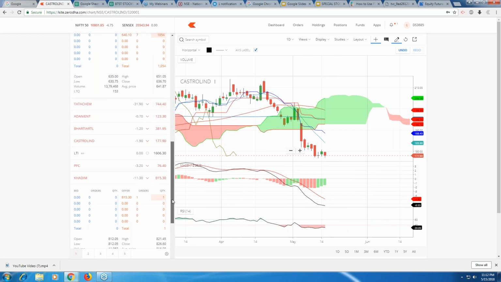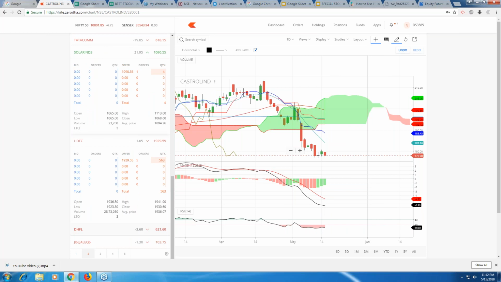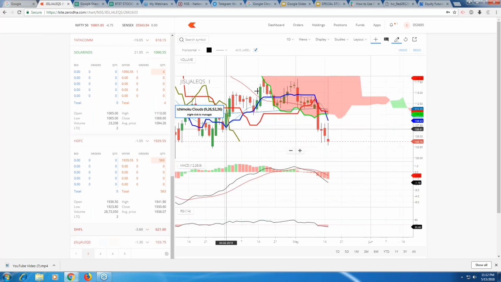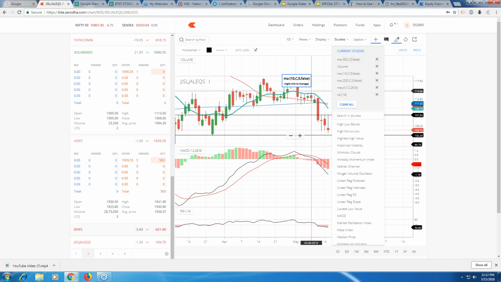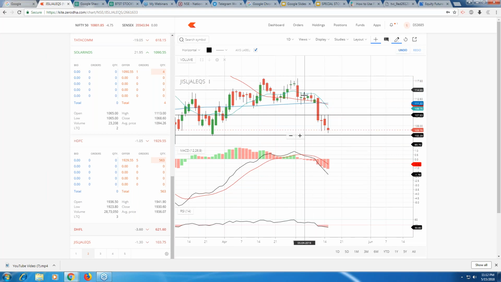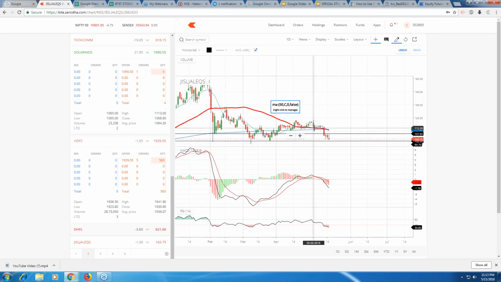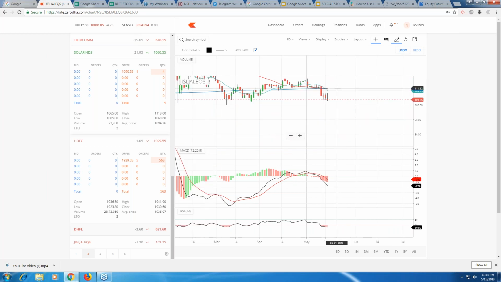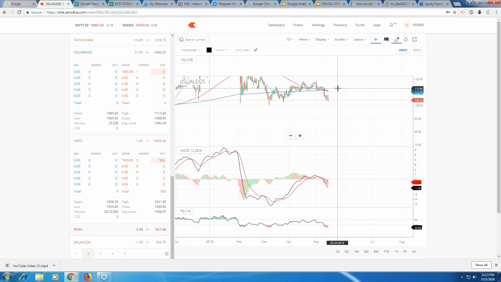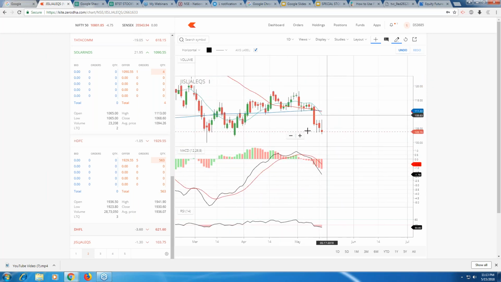That was Castrol India. Another one that I was telling you is Jain Irrigation. This is the trade. When you look at it, it's below the cloud, taking the resistance from the cloud. And if I remove the Ichimoku cloud, this is actually taking resistance from all the other moving averages, right? The price is taking resistance from the 200 moving average and the 50 moving average. So this shows that the trade is a pretty solid trade. All right.